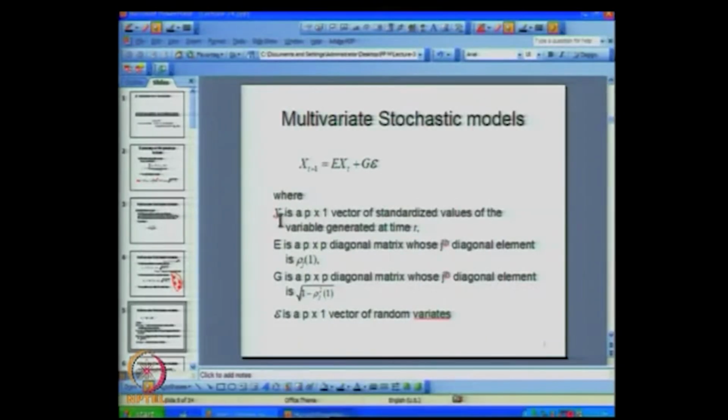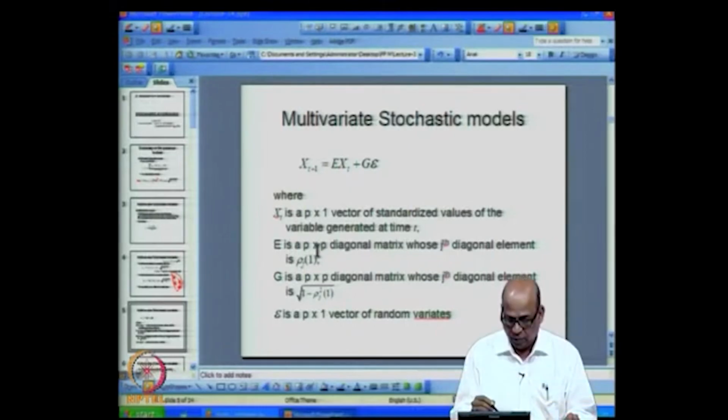So, we got the matrix X, which is standardized values, and we have got the matrix E, which is a p by p diagonal matrix with the lag 1 correlations at that particular site, and G is a p by p diagonal matrix much the same as matrix E, except that the diagonal elements are now root of 1 minus rho j h square.